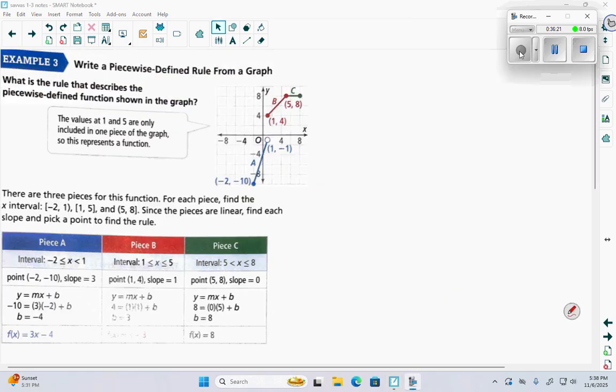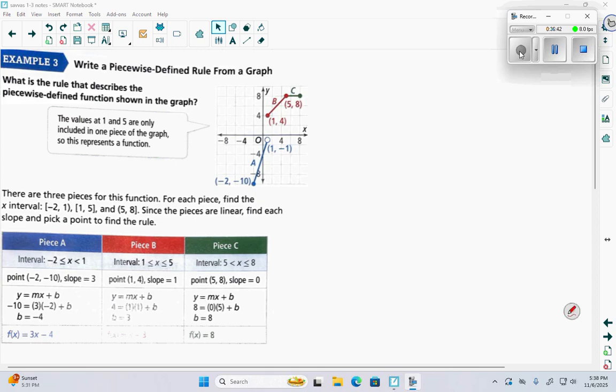Okay, so here's our next one. You were supposed to have drawn this and also drawn the chart, which my chart's kind of faded in the middle, but you were able to see it in your book. All right, so it says write a piecewise defined rule for a graph. What is a rule that describes the piecewise defined function shown on the graph?